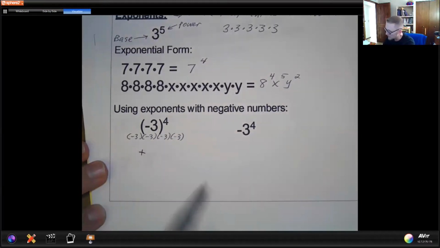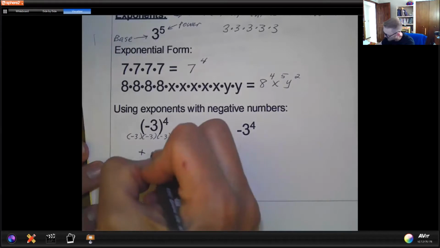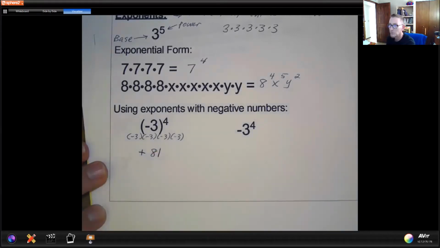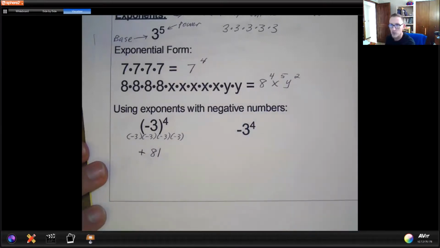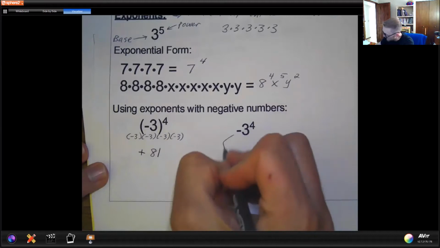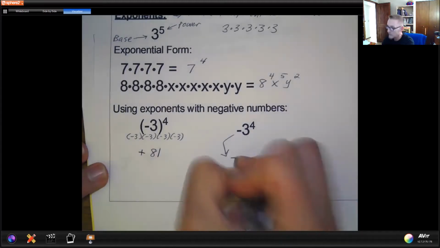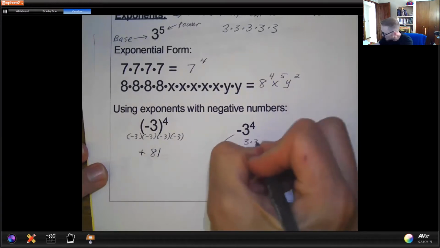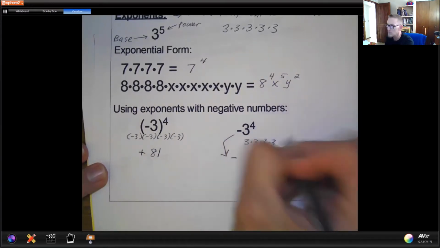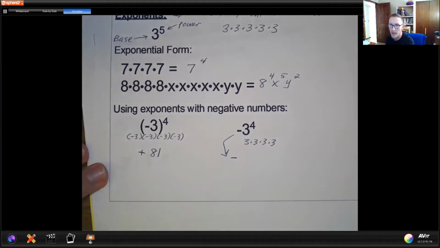And then 3 times 3 times 3 times 3 times 3 is going to make that positive 81. For this second example, this 4 only belongs to the 3. It does not belong to the negative because it's not in parentheses. This negative sign is going to basically sit and wait for whatever happens to this exponent. So this is 3 times 3 times 3 times 3, not including the negative, and then the negative waits.